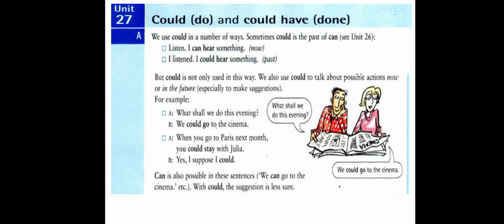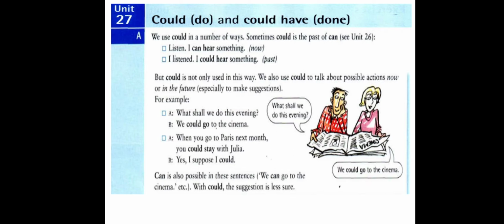In the other example, the past of can is could. So in the past we say I listened, and if you look at listened here, it is in the past. So we must use could as the past of can. So it becomes I could hear something, and could is followed by the base form as well to express past ability. So for present ability we use can plus the base form, and for past ability, general ability, we use could plus the base form.